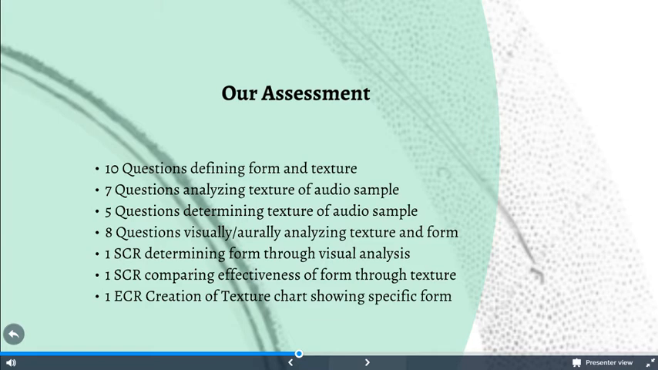And then our extended constructed response required students to create a texture chart showing a specific form. So we asked students to show rondo form through a hypothetical composition that they come up with on their own. So using the texture charts that we've been using through the whole thing, students had to first come up with different instruments they could use for this texture chart, and then figure out how to shade in the boxes that were able to represent a rondo form, which means they needed to have an A section, a B section, a C section. They were all in the appropriate locations.